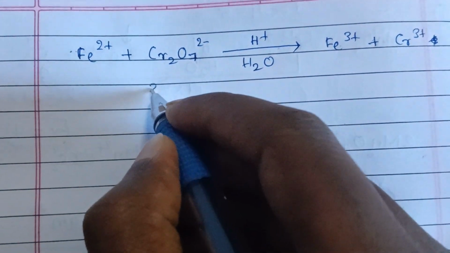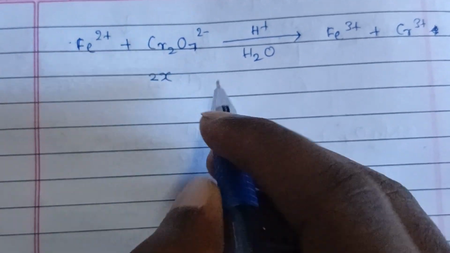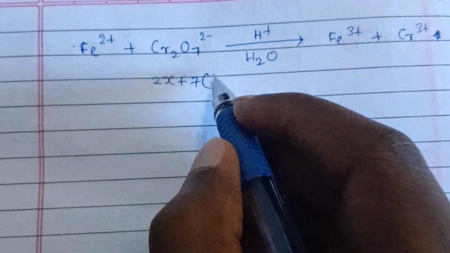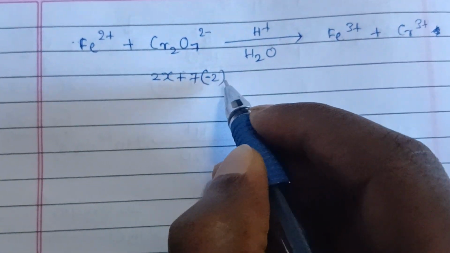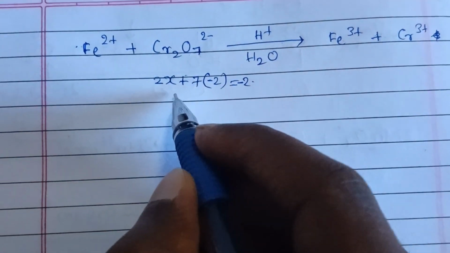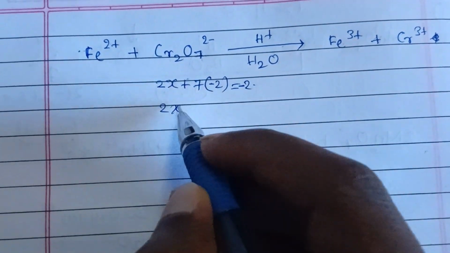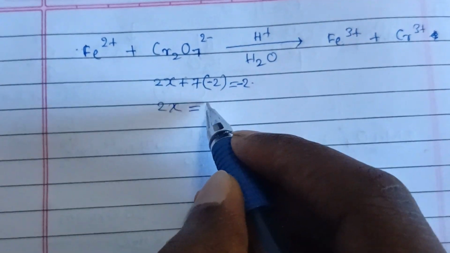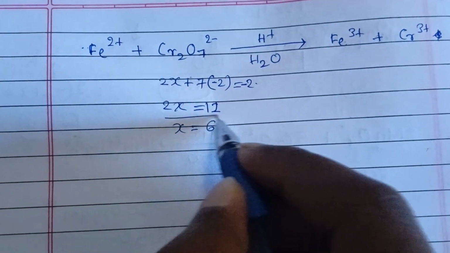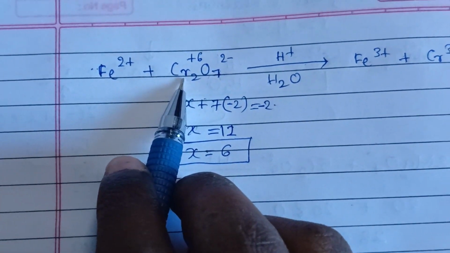I will calculate for you in case you don't get it. So 2x, because there are a total of 2 chromium, and plus 7 into the charge. As I said, the oxidation number of oxygen is -2, so I will write that, but the whole compound has the charge -2. So when you calculate for x, this -14 will go there, becomes +14, and it will become 14 minus 2, that is 12. So you get x as 6, because 12 by 2 is 6. So you know that 6 is the oxidation number of Cr.